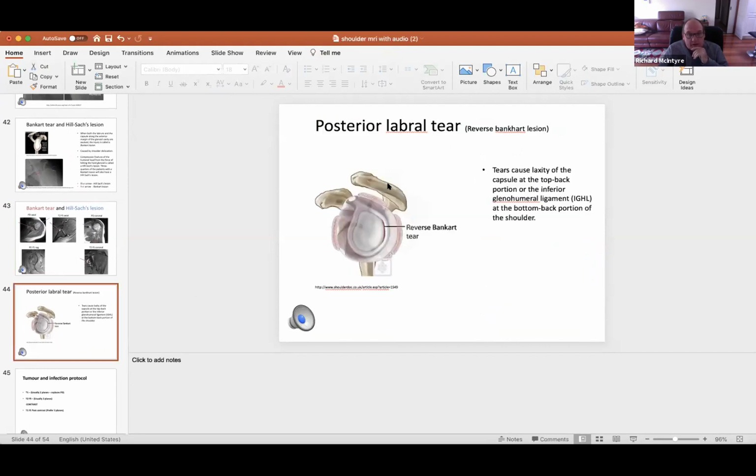One more slide before we call it a day. And then we've got the reverse Bankart tear. It causes laxity of the capsule at the top back portion of the glenoid ligament.